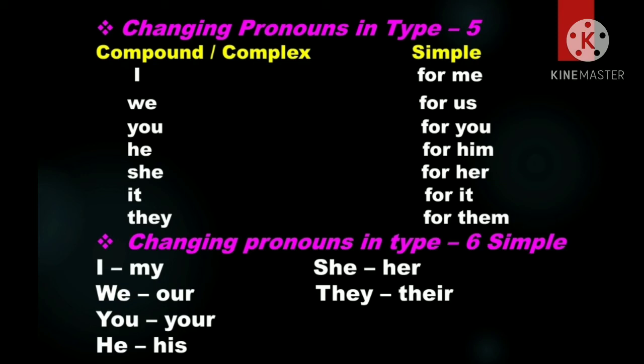Changing pronouns in type 5. In compound and complex, we will have "I", but when it goes to simple, it will be changed as "for me". Same like "we" will be changed as "for us", "you" will be changed as "for you", "he" will be changed as "for him", "she" will be changed as "for her", "it" will be changed as "for it", "they" will be changed as "for them".